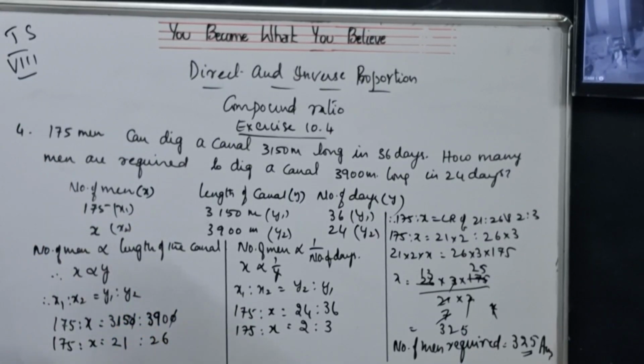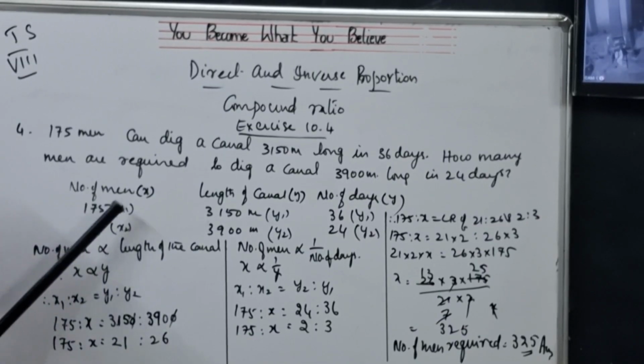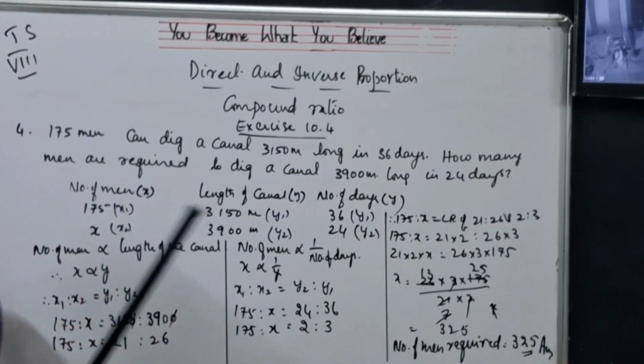The problem is 175 men can dig a 3,150 meters long canal in 36 days, and a 3,900 meters canal in 24 days to dig. How many men are required? So here x is there. So this is x, this is y, this is y.